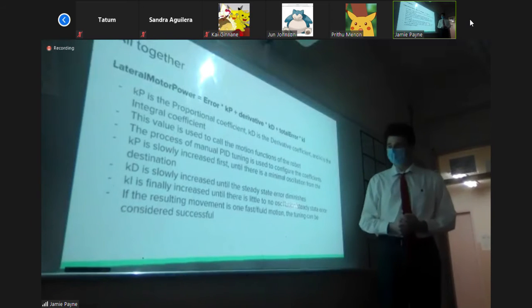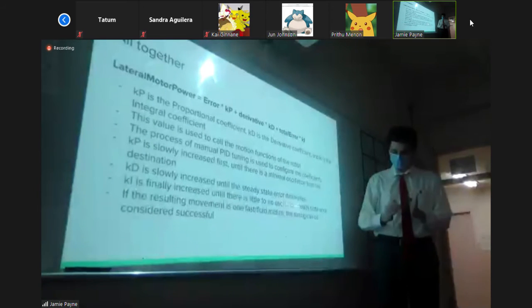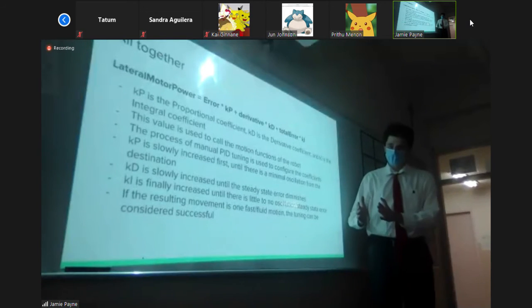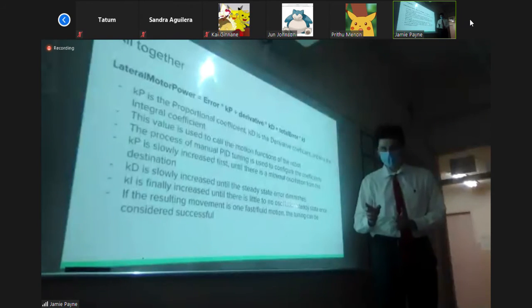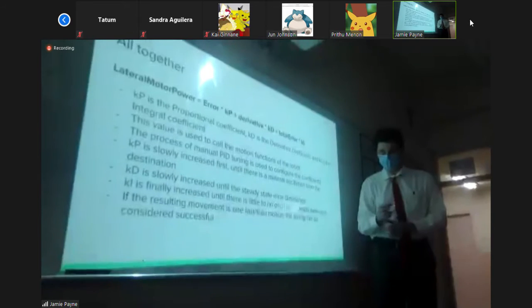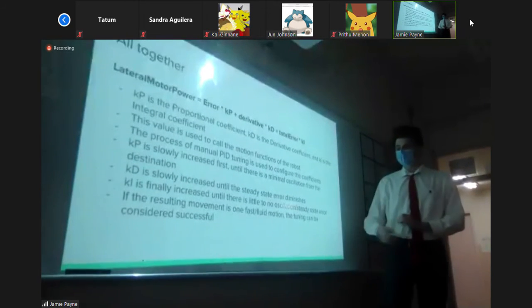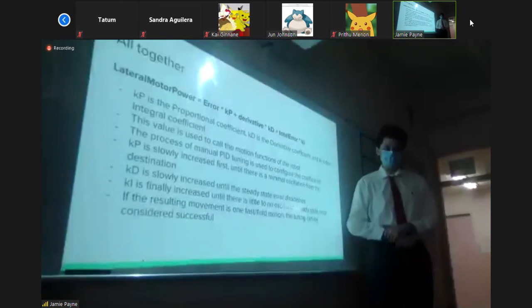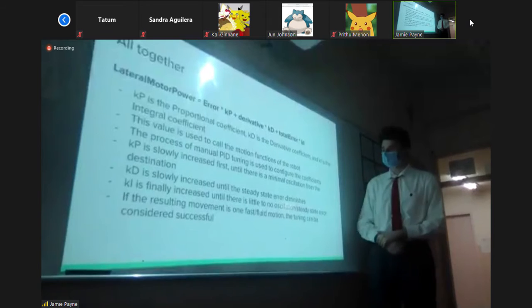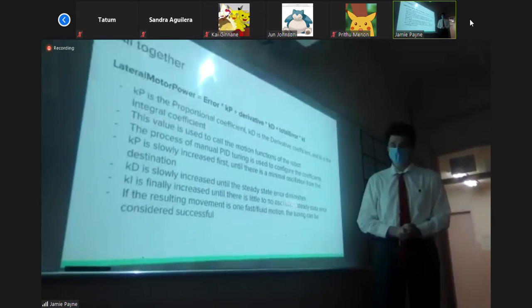Kd is slowly increased until the steady state error diminishes, and steady state error is essentially the robot going up to the destination and just kind of oscillating back and forth, almost as if a pendulum. You don't want that. Then finally, Ki is increased until there's little to no oscillation or steady state error remaining. And well, if the resulting movement is one fast and fluid motion, the tuning can be considered successful.